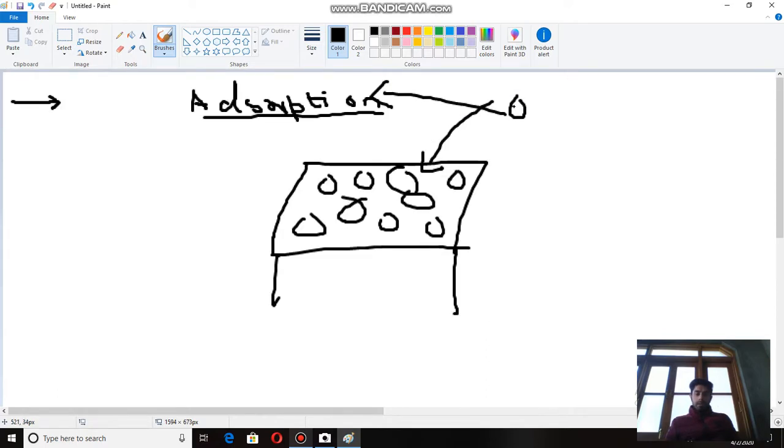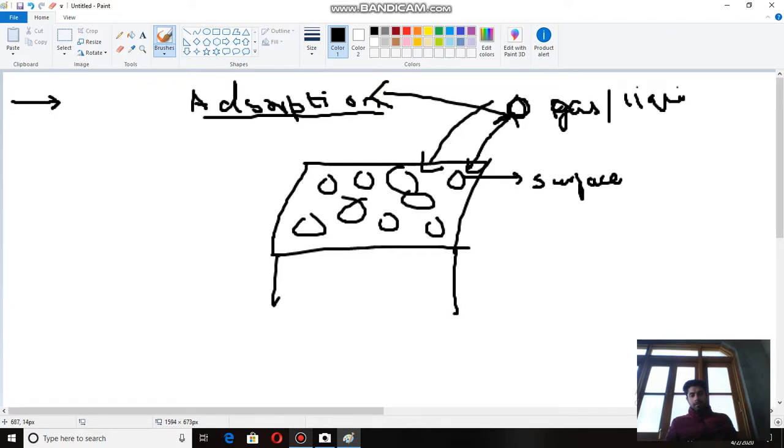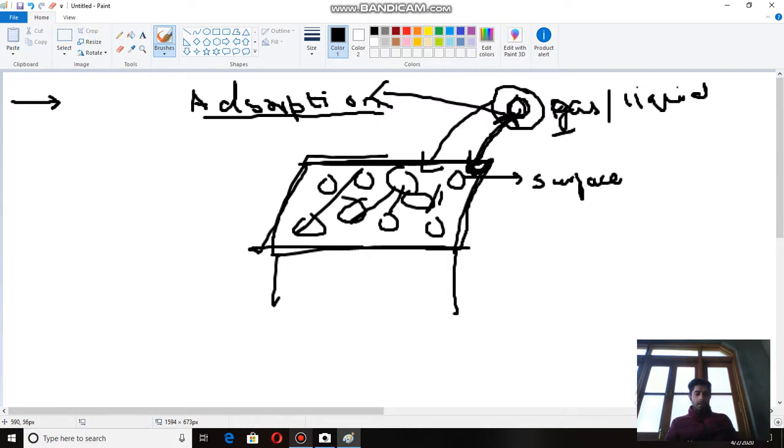Now basically let's look at this adsorption. See, the force of attraction between the particles of surface and these foreign atoms, may be gas or liquid. It is basically the force of attraction between them which holds these two particles together, and these foreign entities form a layer over this surface.